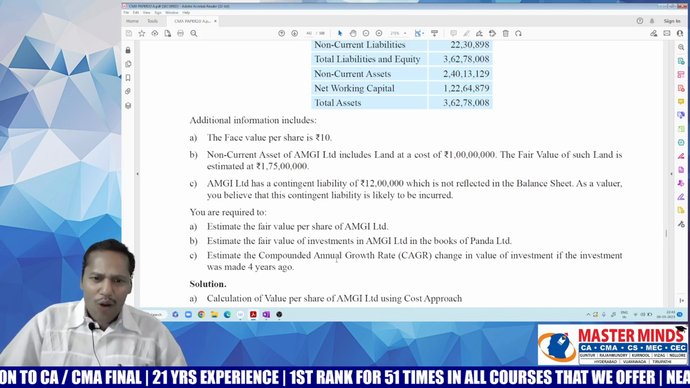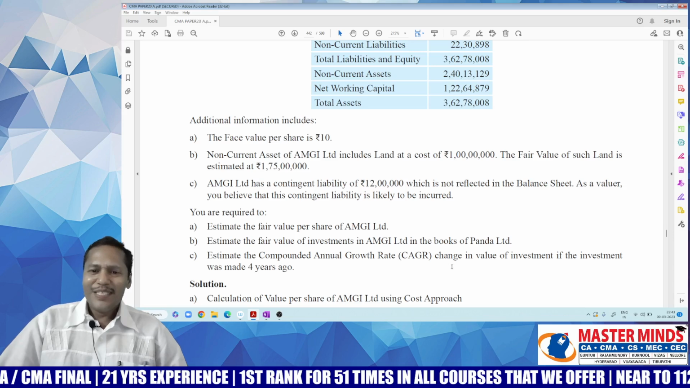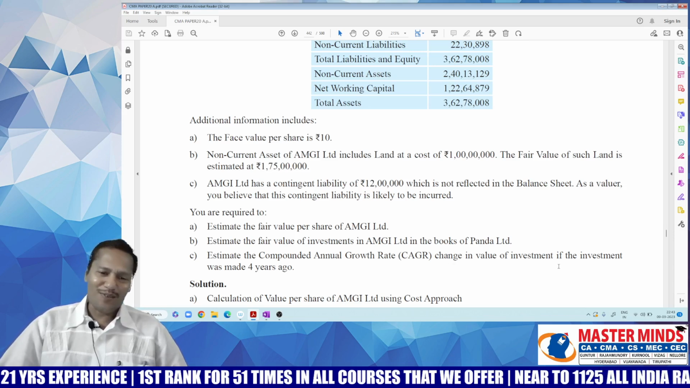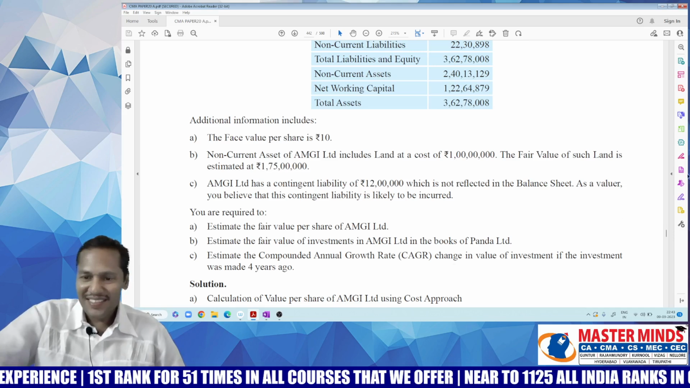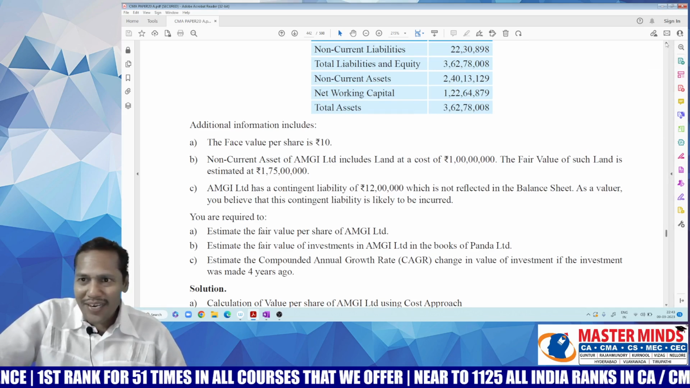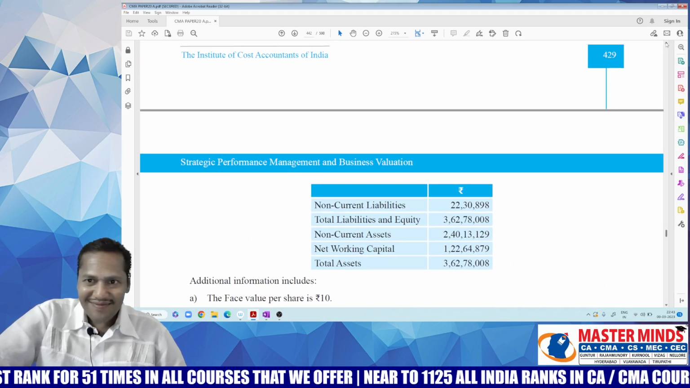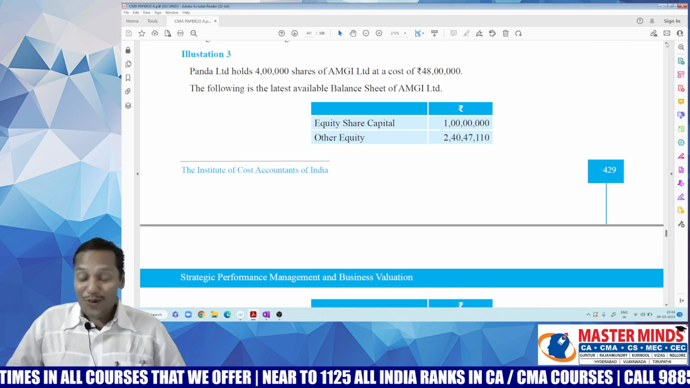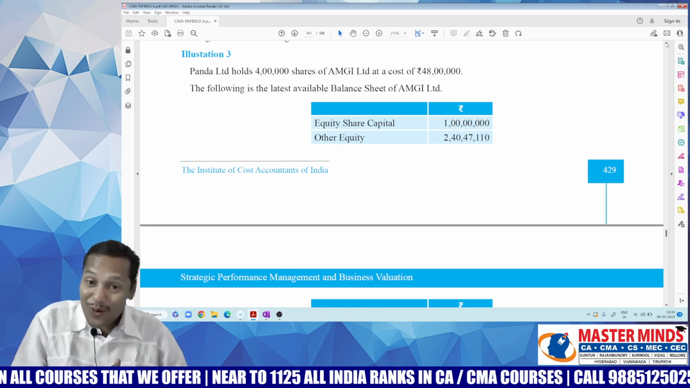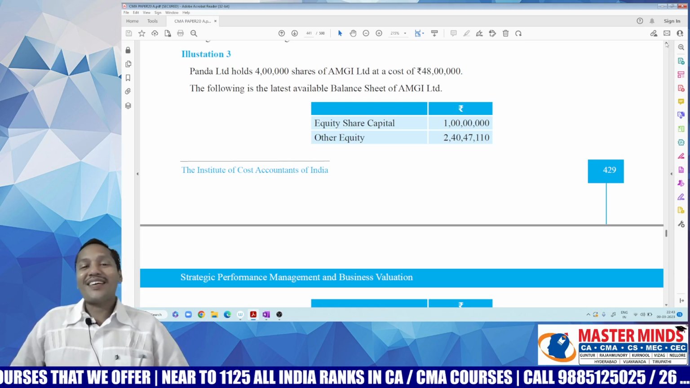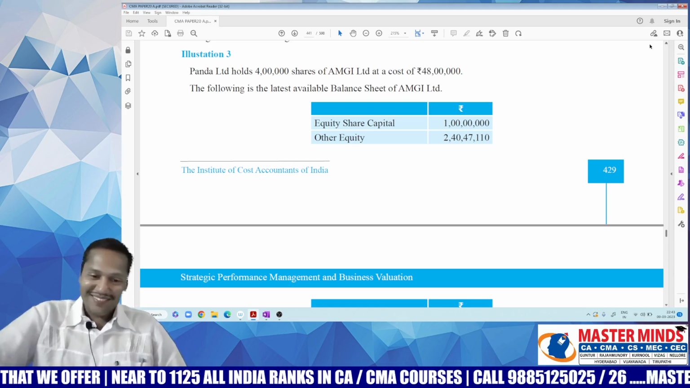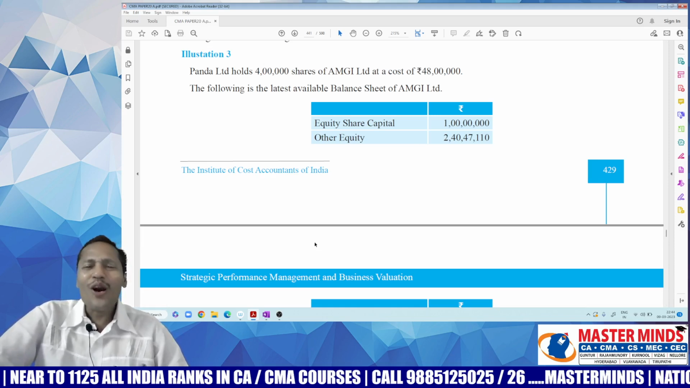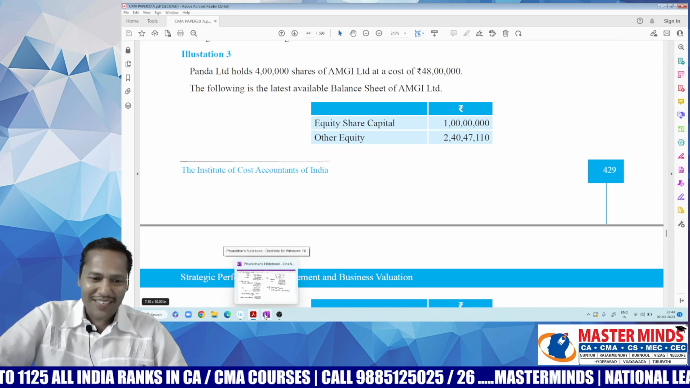Estimate the compounded annual growth rate. Change in value of investment if the investment was made 4 years ago. 4 years ago, Panda Limited has invested 48 lakhs. Now the value has grown to 1 crore 61 lakh 40,000. What is the compounded annual growth rate? This definitely we can do through compounding factors.